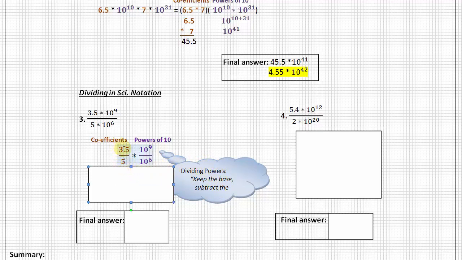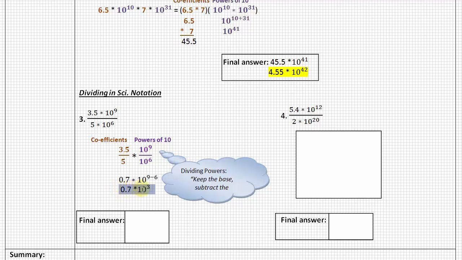So 3 and 5/10 divided by 5 is going to go evenly 7 times. It's going to be 0 and 7/10. With our powers of 10, so I got 0 and 7/10 from dividing 3 and 5/10 by 5. When dividing, we keep the base, subtract the exponents. So we get 10 to the 3rd.